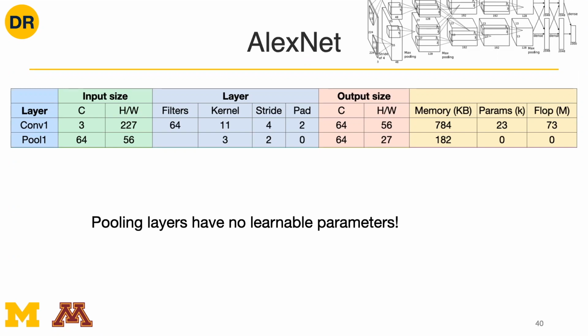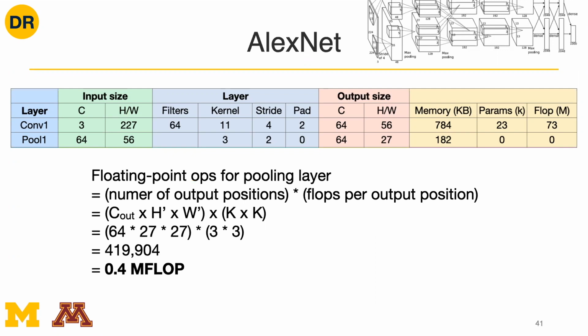And for the flops, it's actually negligible here. We are talking about millions of flops here. But again, you have to consider your outputs and what operation went into calculating each element in your output. It's listed as 0, but it's actually 0.4 million flops.